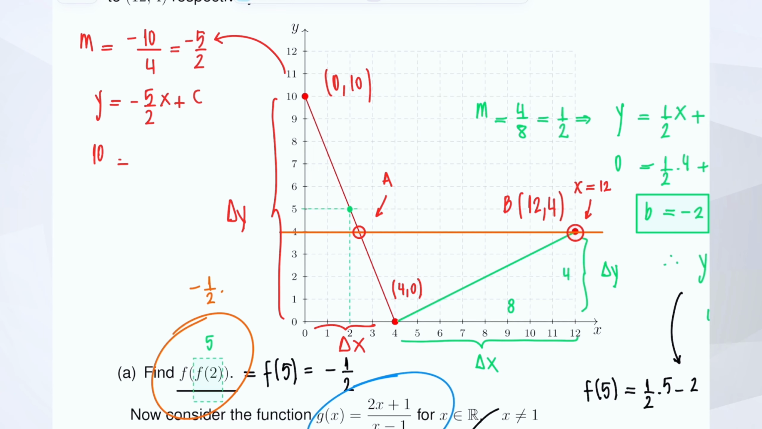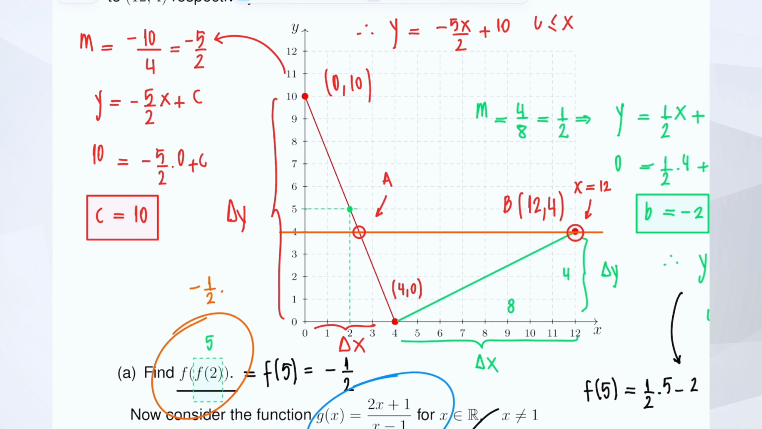So we can find c. Let me use the point (0, 10). So 10 equals -5/2 times 0 plus c. c, which is the y-intercept, is equal to 10. Everything makes sense; it should be 10 because that is the y-intercept. So the equation of this line segment is -5x/2 plus 10, and this is valid, of course, from 0 to 4.